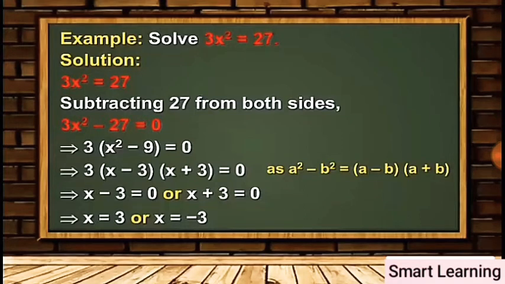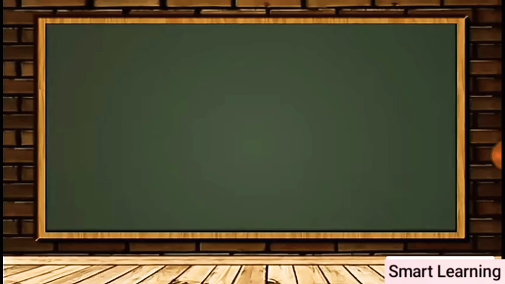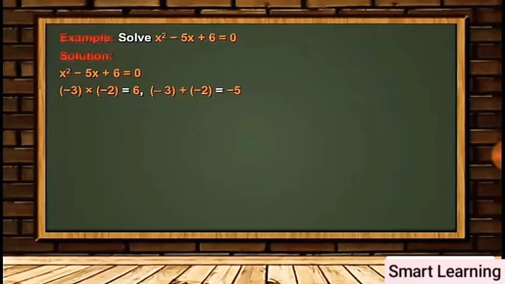Now we will find the solution of a quadratic equation by the splitting the middle terms method of factorization. Let us solve x squared minus 5x plus 6 is equal to 0. Here we will make use of splitting the middle term. We factorize the quadratic equation by looking for two numbers whose product is 6 and the sum is minus 5. Now, minus 3 into minus 2 is equal to 6 and minus 3 plus minus 2 is equal to minus 5.